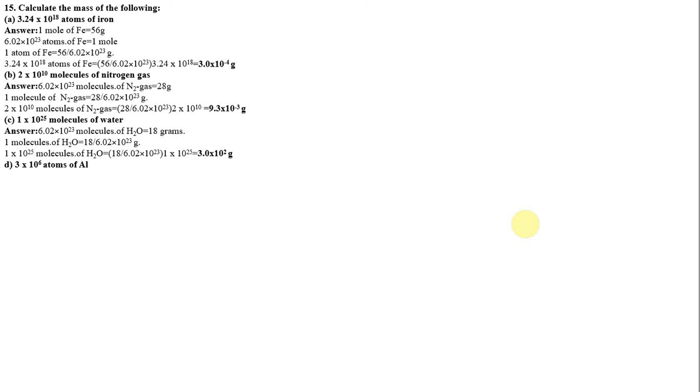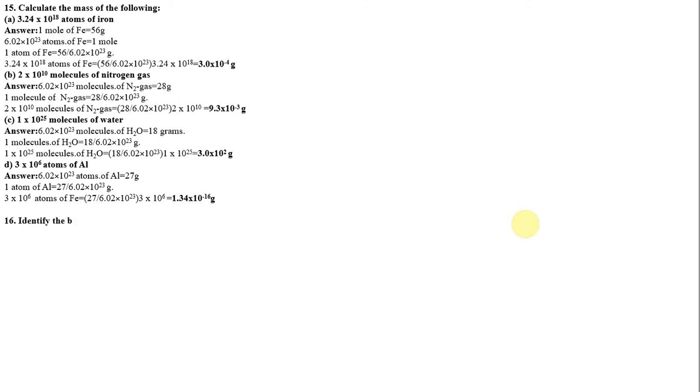Now part D, 3 × 10^6 atoms of aluminium. 6.02 × 10^23 atoms of aluminium is 27 grams. So 1 atom of aluminium is 27 divided by 6.02 × 10^23 gram. Here it is not iron, it is aluminium. 3 × 10^6 atoms of aluminium is equal to 27 divided by 6.02 × 10^23 multiplied by 3 × 10^6. We will get 1.34 × 10^-16 gram.